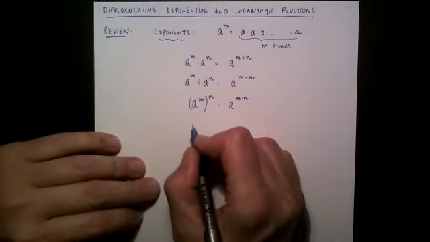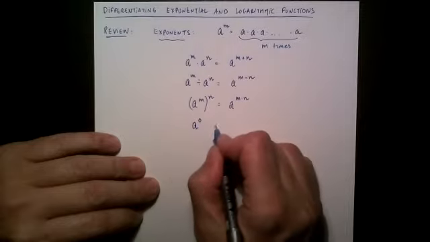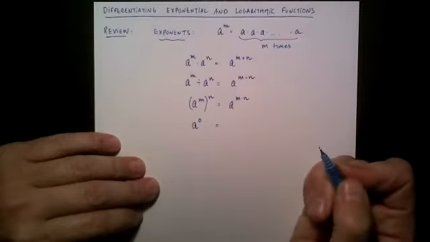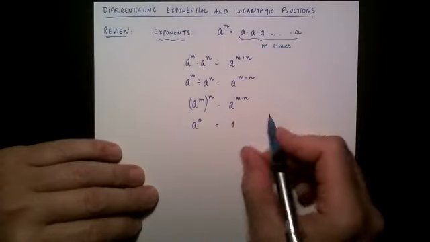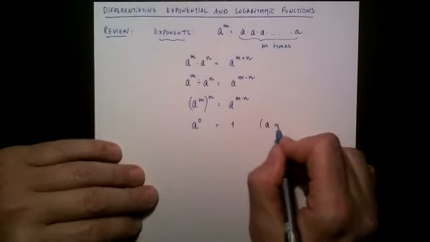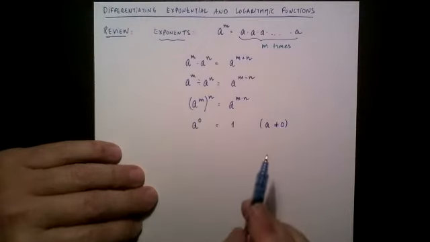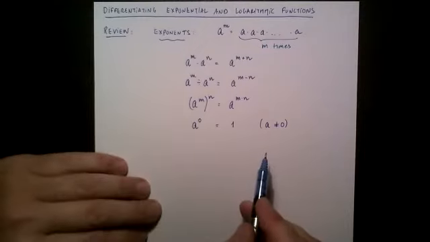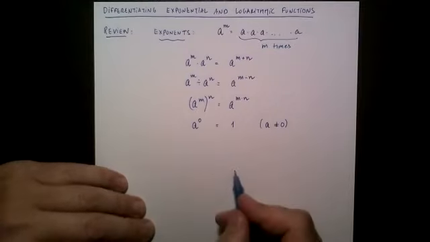Then a power 0 is what? 1. Okay, that's 1. Of course, only if a is not 0, right? If a is 0, then we have 0 power 0, and that's, you will see soon, an undetermined form, and I have to teach you this as well, okay?